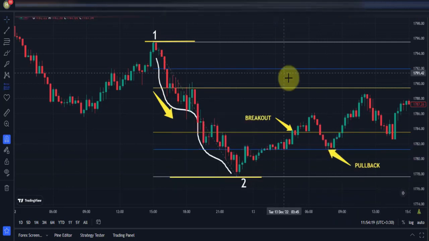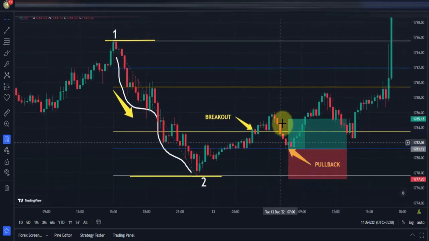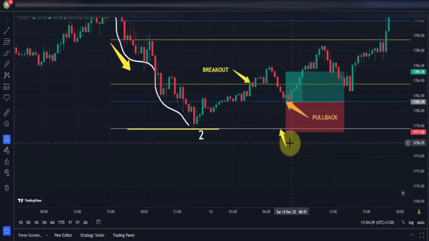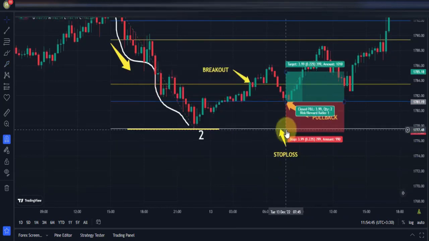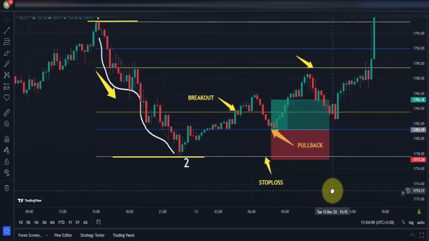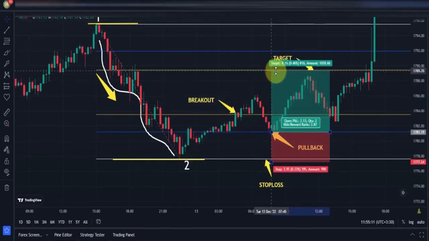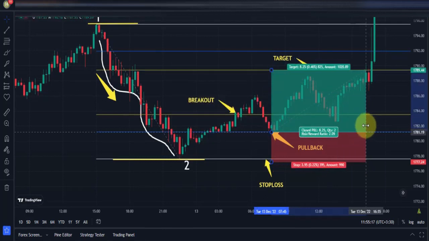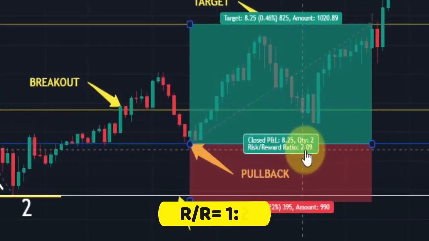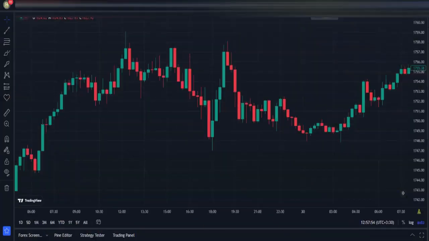Therefore, we open a buy trade at this price and place the stop loss below the white line and place the target above the yellow line. And here the price touched the target with the risk reward ratio of 1 to 2. Let's see the next example together.